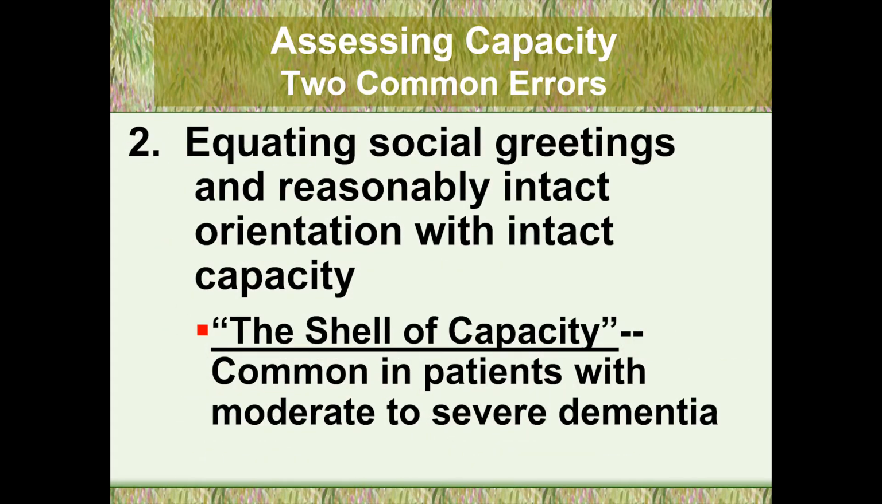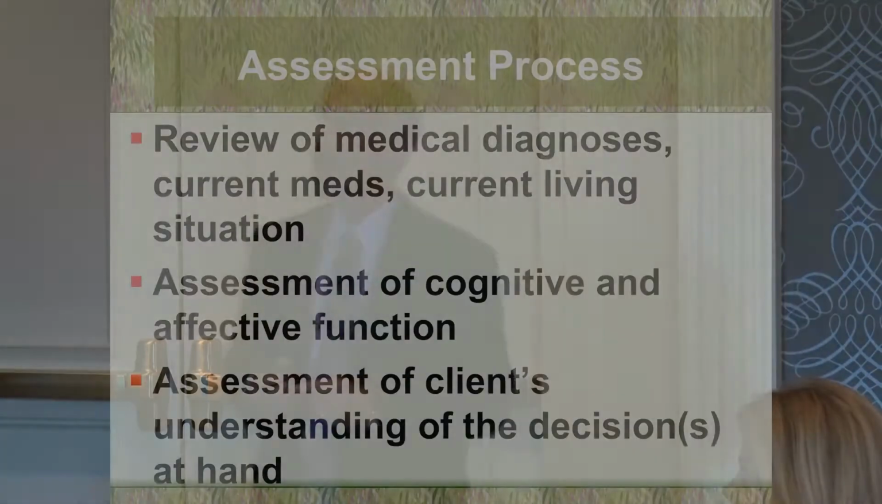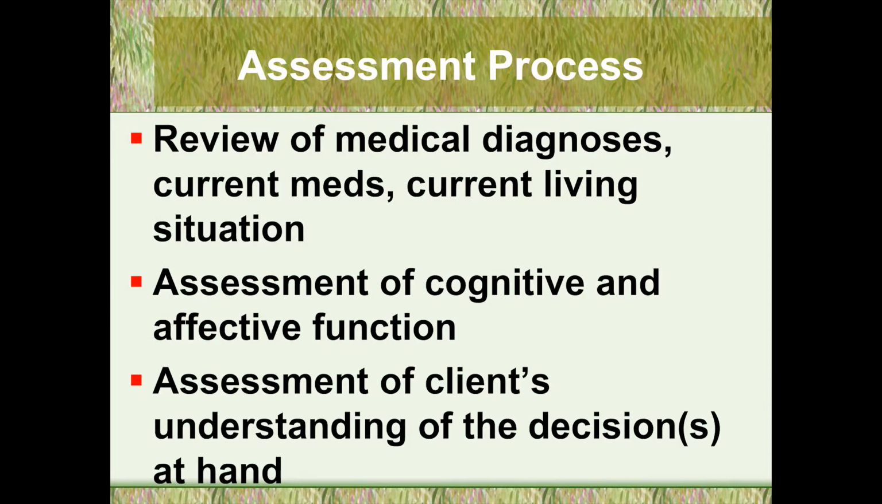The other side of that coin is to equate social greetings and reasonably intact orientation with capacity, as I did with Gwendolyn a few minutes ago. I asked her very simple, socially contextual yes-no questions. She gave me yes-no answers, and I erroneously assumed she had decision-making capacity, or I could have erroneously assumed it. This is what's happening out there. So many people with impaired capacity are not recognized, and many people who actually have dementia still might retain capacity for particular decisions.